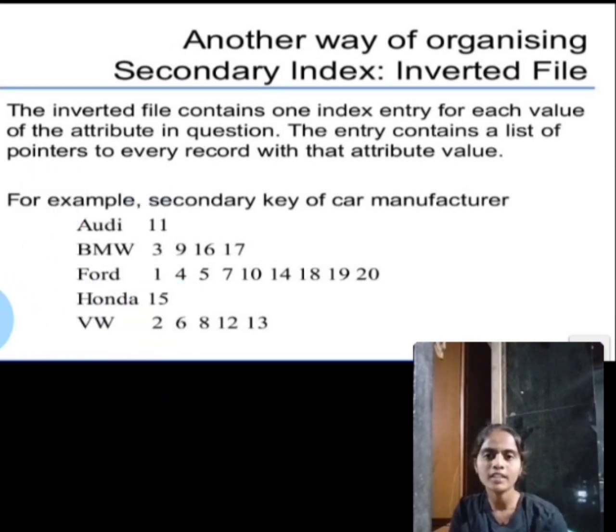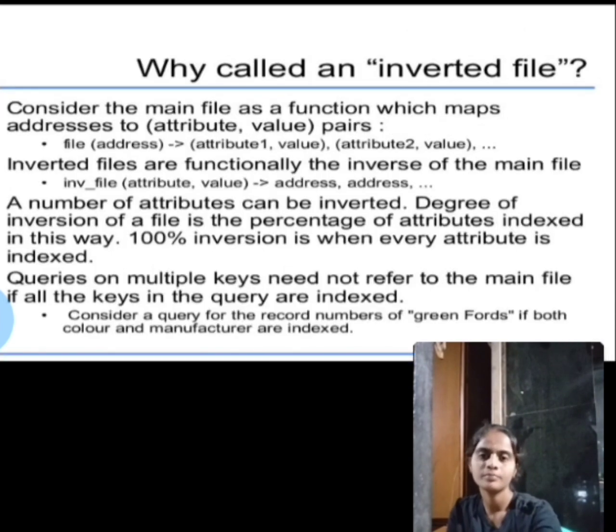Another way of organizing a secondary index: the inverted file. The inverted file contains one index entry for each value of the attribute in question. The entry contains a list of pointers to every record with that attribute value. For example, secondary key of car manufacturer: Audi 11; BMW 3, 9, 16, 17; Ford 1, 4, 5, 7, 10, 14, 18, 19, 20; Honda 15; VW 2, 6, 8, 12, 13.